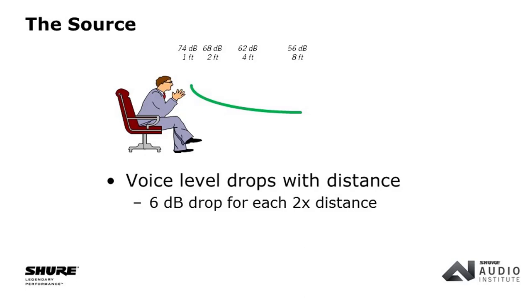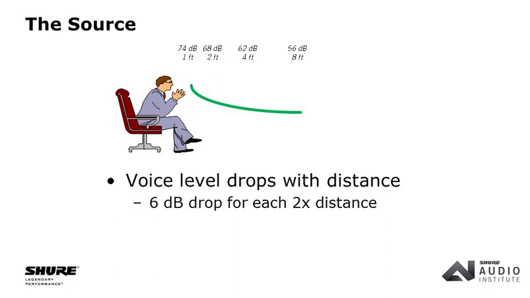Back to the world of analog, because all that digital stuff scares me. We've got our source sitting in the room saying something, and as an average talker, they've got a characteristic output level of about 74 decibels of sound pressure level at 1 foot.